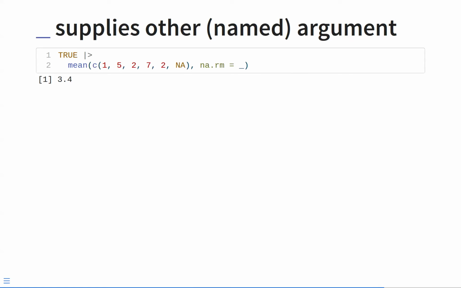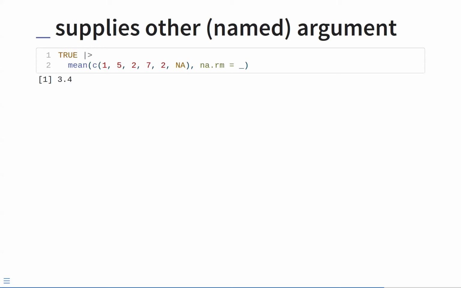It's also possible to override the default behavior of the pipe so that it supplies a different named argument to a function. This is a more advanced usage. It comes in handy occasionally, not that often, but I just want to show you how it works because from time to time you will see me using it.